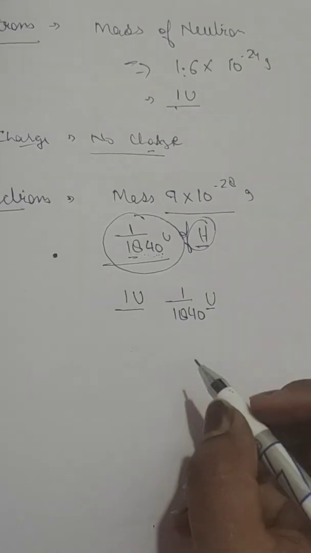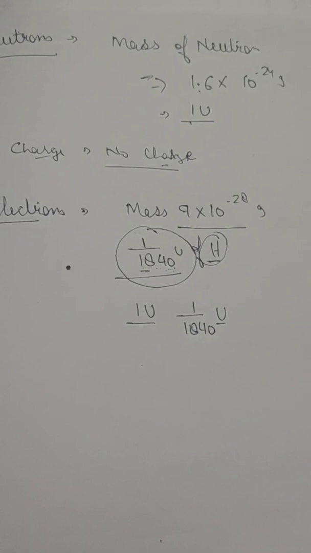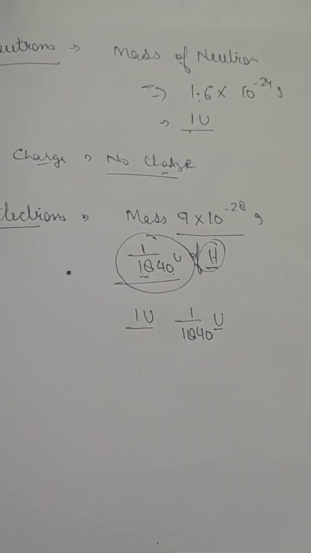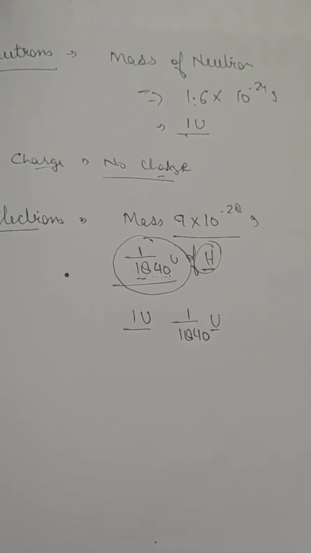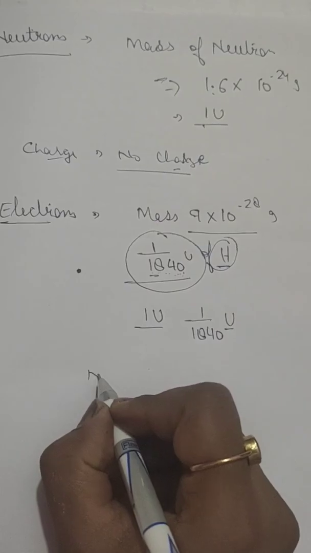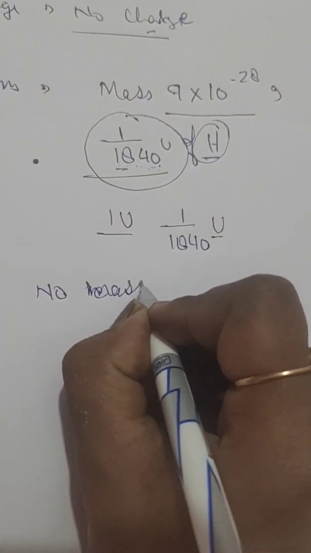The mass of an electron is so small that we don't consider it. It is negligible. That is why the mass of an electron is ignored while calculating the atomic mass of an element. So the electron has no mass.